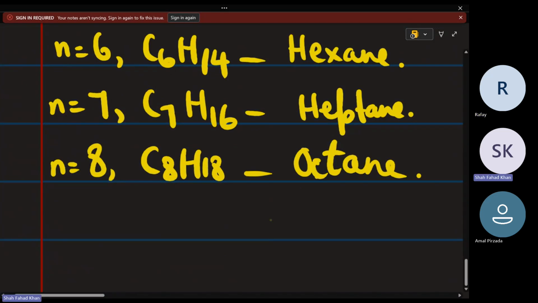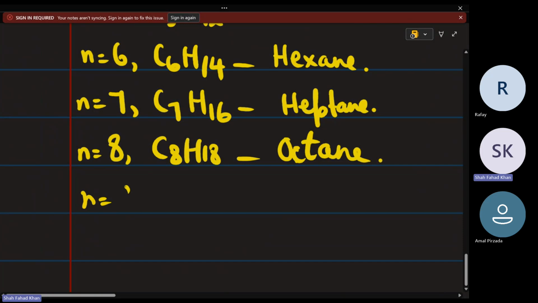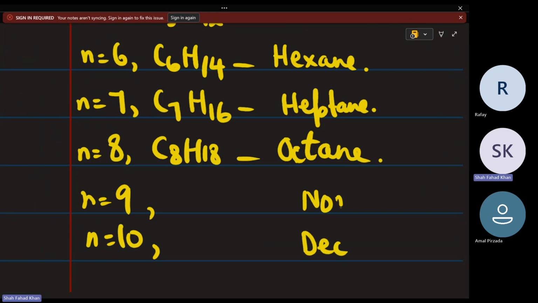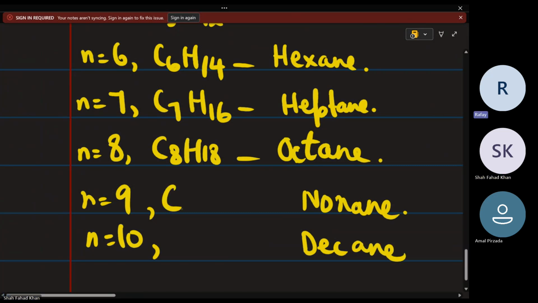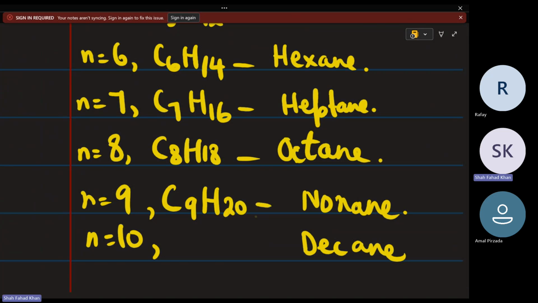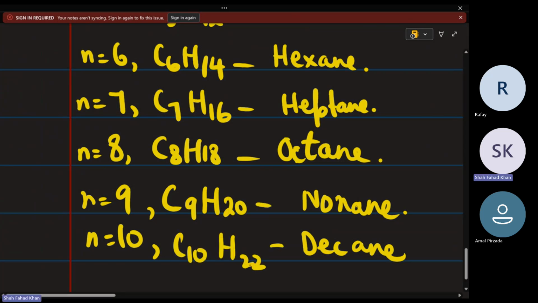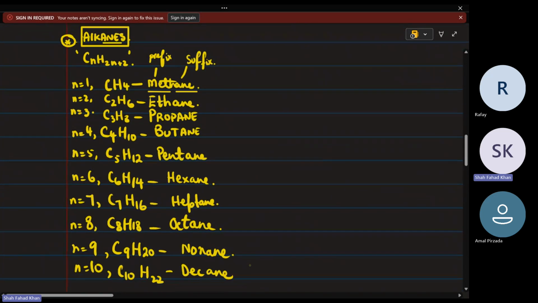And you can remember it this way. 8, 9, and 10 are very easy to remember because of October, November, December. Oct, non, dec. 9 carbons is called nonane, and 10 carbons is called decane. Understood? C9H20 and C10H22. These are all the alkanes that we have, and that's all you need to know.